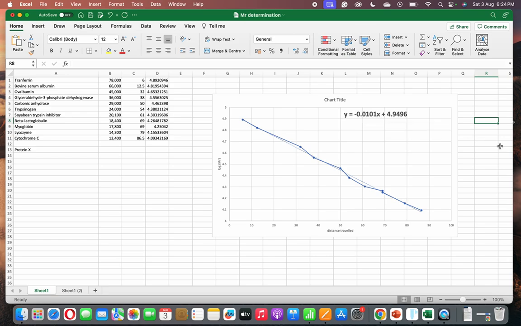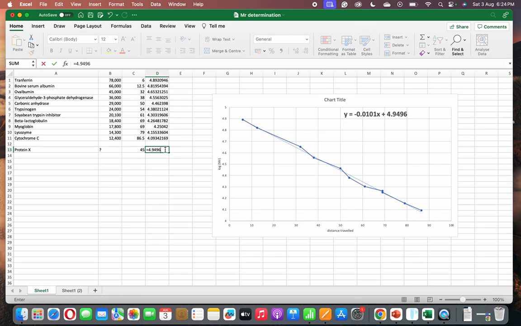Okay, so what we know is that protein X has some molecular mass which we don't know, but we know that its migration is 45 millimeters. That means X for this is 45 millimeters. So let's try to calculate what is Y. So I'll just follow this equation.